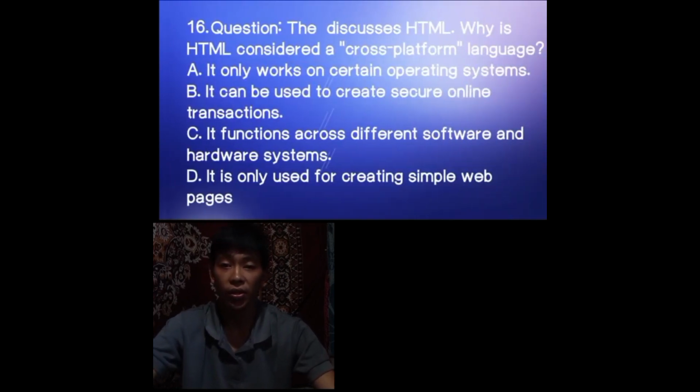Number 16 question. So this discusses HTML. Why is HTML considered a cross-platform language? Letter A. It only works on a certain operating system. Letter B. It can be used to create secure online transactions. Letter C. It functions across different software and hardware systems. Letter D. It is only used for creating simple web pages.